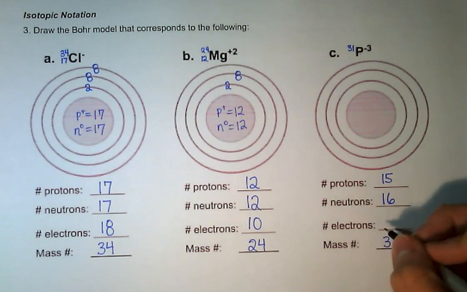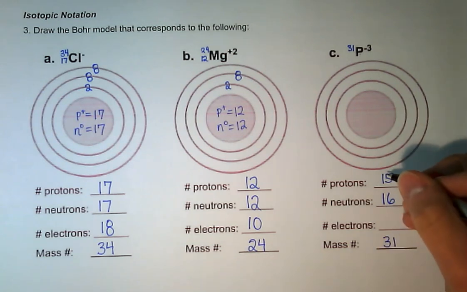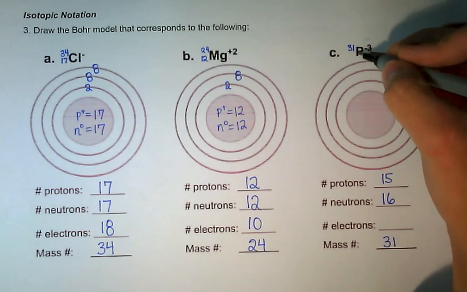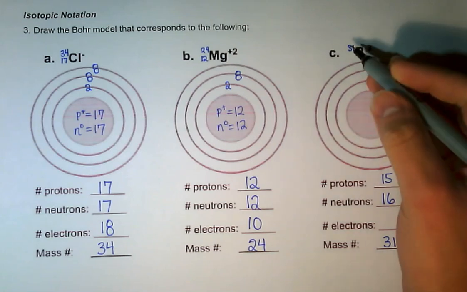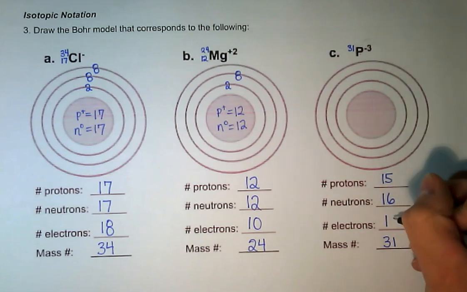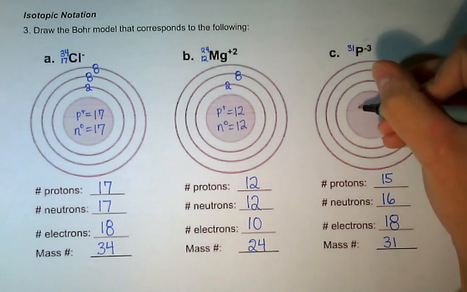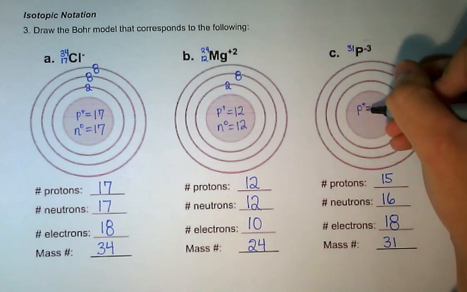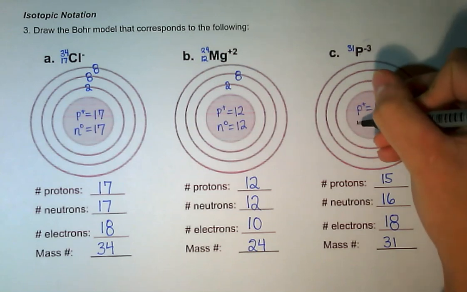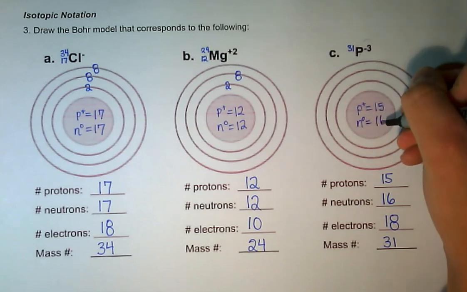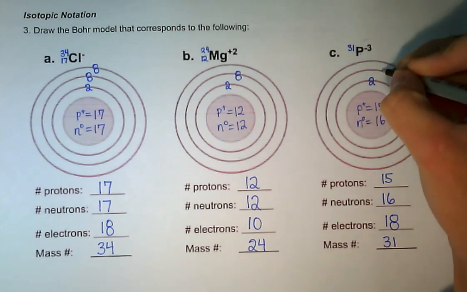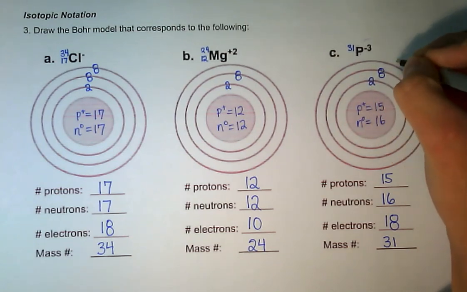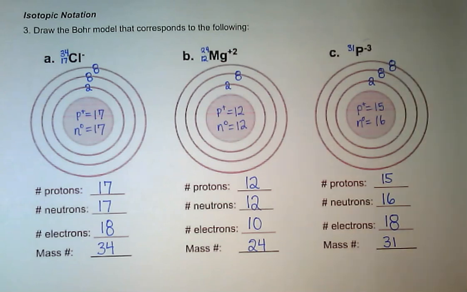And then our number of electrons, we started with 15, but then we gained 3 more electrons to get this -3 charge. So we start with 15, gain 3 more electrons, that gets us 18 electrons. And so if we fill in our Bohr model, we have protons, P plus equals 15, neutrons, N zero, equals 16, and then to fill in our electrons, 2 go in the first energy level, then 8, and then the remaining 8 go in the outermost energy level.